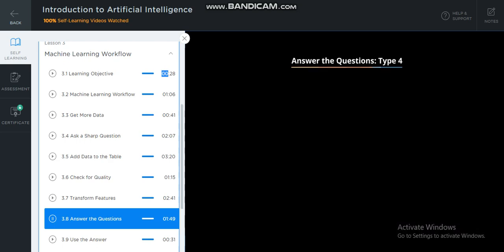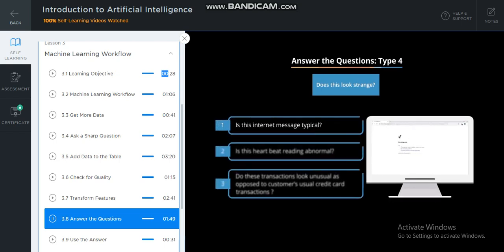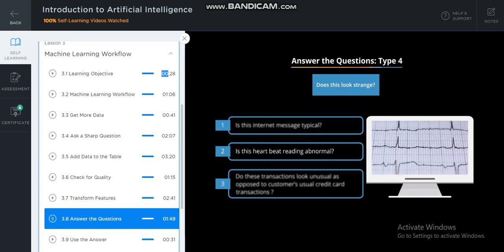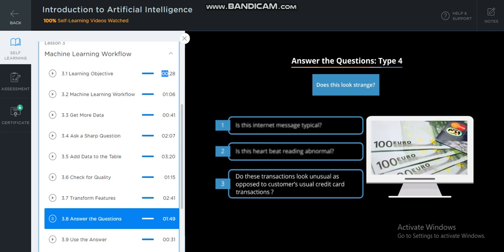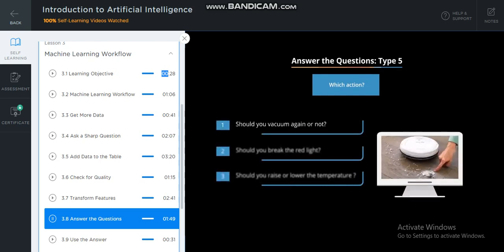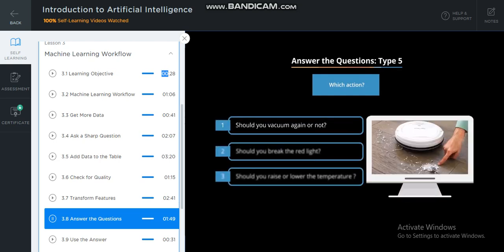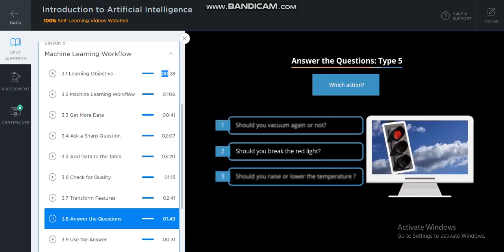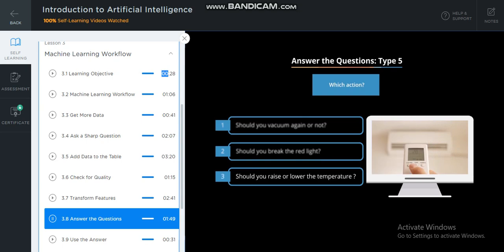In question type 4, which is does this look strange, examples of different question formats are: is this internet message typical? Is this heartbeat reading abnormal? Do these transactions look unusual as opposed to usual credit card transactions? The last question type is which action? And some examples are, should I vacuum again or should I not? Should I brake at the red light? Should I raise or lower the temperature?